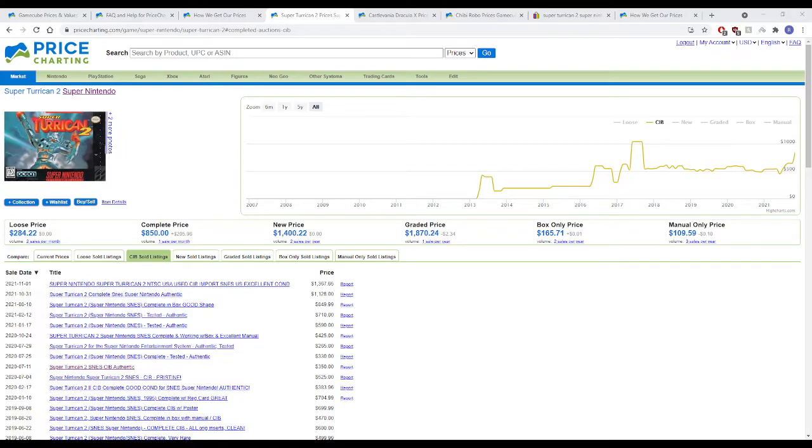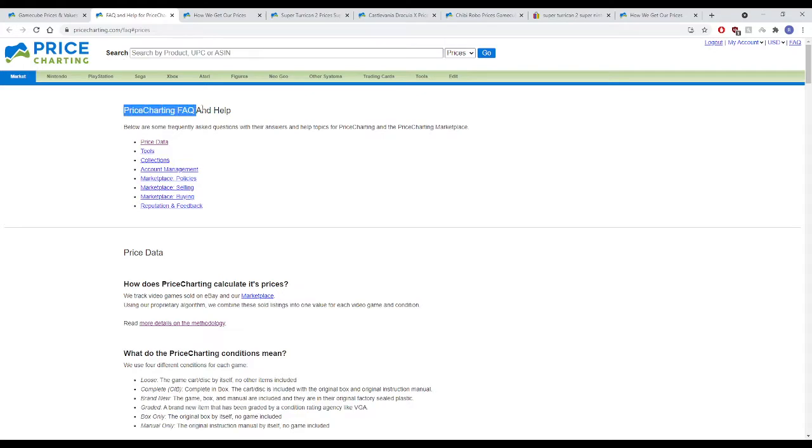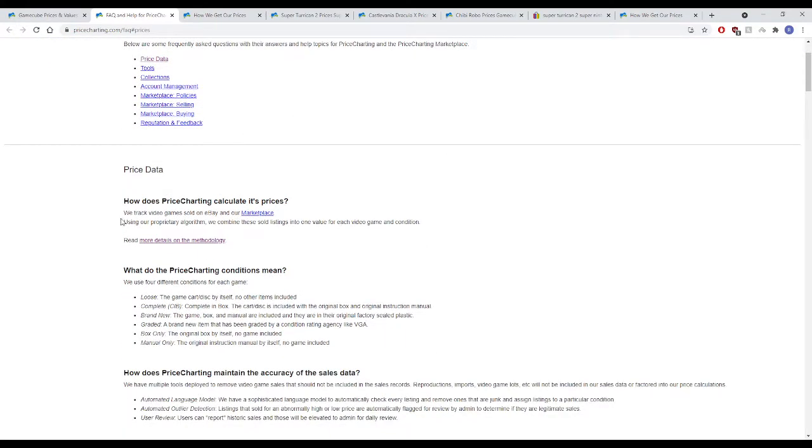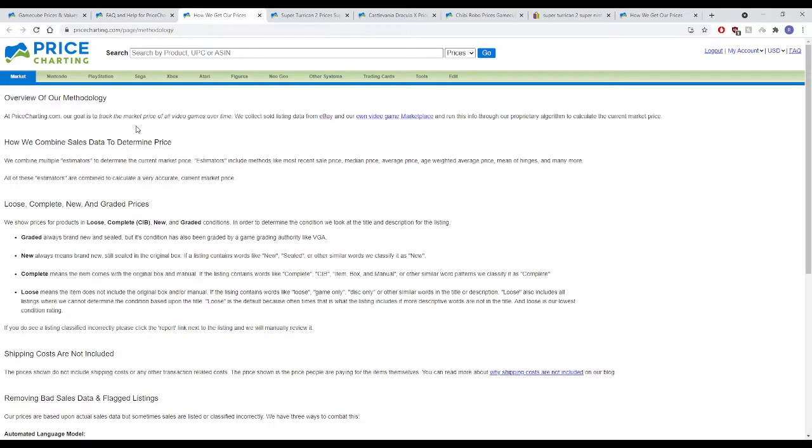So if we're looking at Super Turrican as an example, we can see that over time the price really didn't move. Now, why didn't it really move? Well, first, let's talk about what this means, right? So let's go to the FAQ. You see we have the price charting help, and there's actually a section called price data. It says, using our proprietary algorithm, we combine these sold listings into one value for each video game and condition. If you click on this link, it'll bring you to how we get our prices.